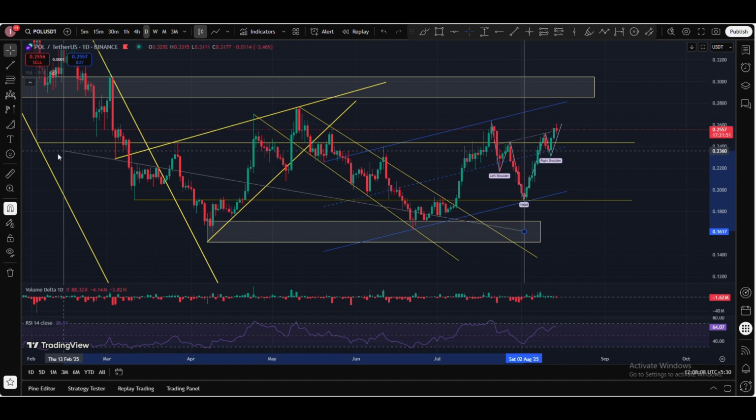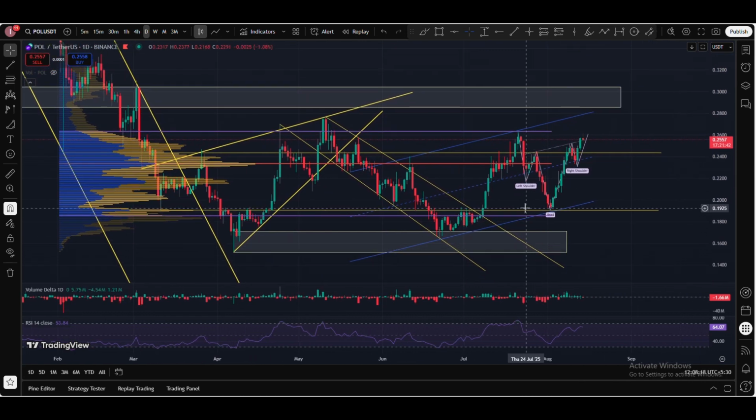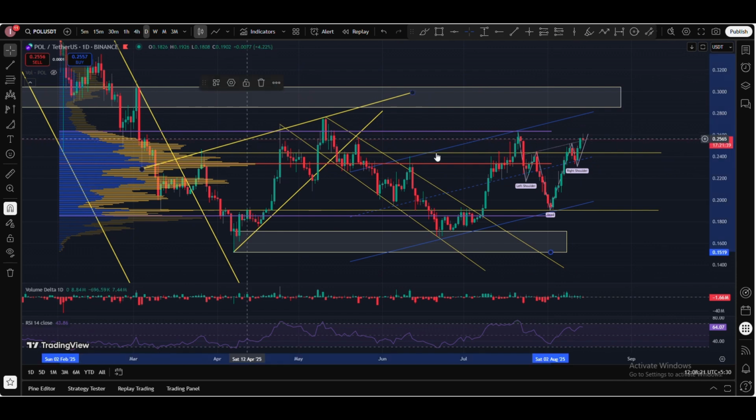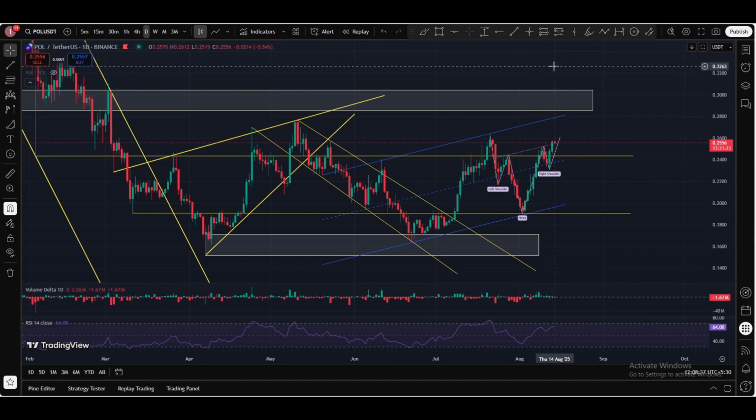That is the point of control level. Not only that, you can see a value area low, therefore that is a huge trading opportunity. Therefore I enter that trade, and I got 50% profit.